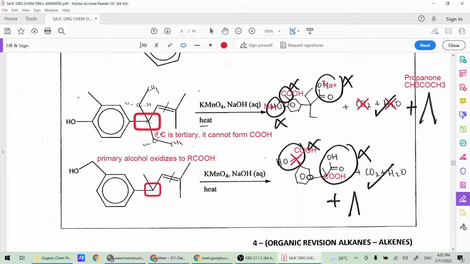Right, then there's a double bond here that has to undergo cleavage. There's a double bond here that undergoes cleavage.